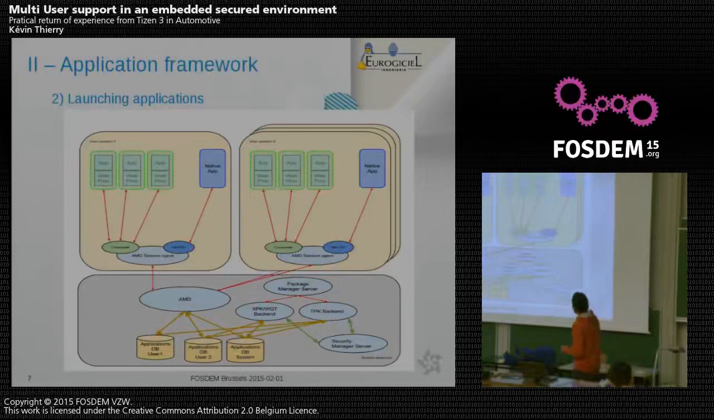When it comes to launching an application, a user wants to launch an application, and it will communicate with the AMD daemon. The AMD daemon will know which user launches the application, by communicating with the AMD session agent. Every user, when he launches his user session, launches an AMD session agent whose role is to communicate with the AMD daemon. And then we can see that AMD will know which application database it has to use, depending on which user launched the application.